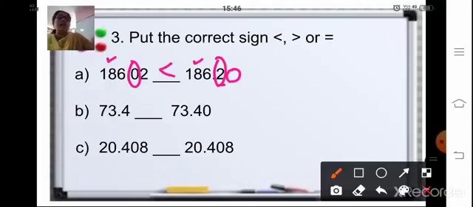Coming to the next sum, 73.4 and 73.40. Here in the first number, again if we put a 0 and make it into like decimal, it will become 73.40 and 73.40. So you will put an is equal to sign. Coming to the third one, 20.408 and 20.408, both the numbers are same, so again you will have an equal to sign here.